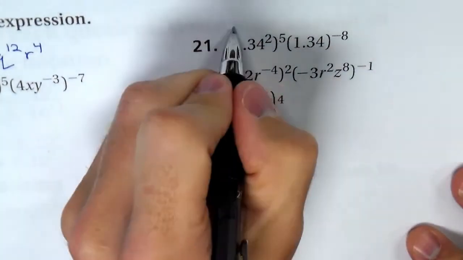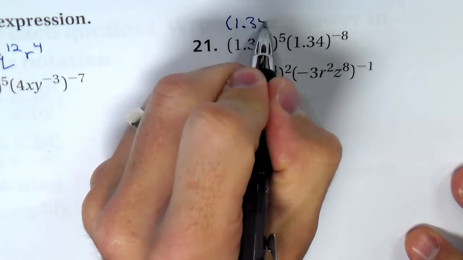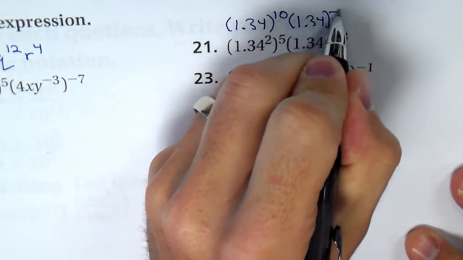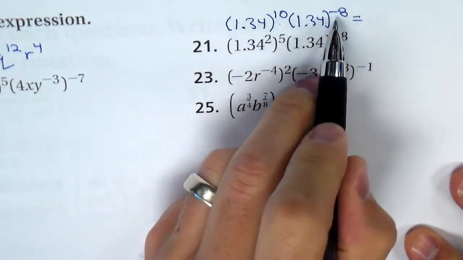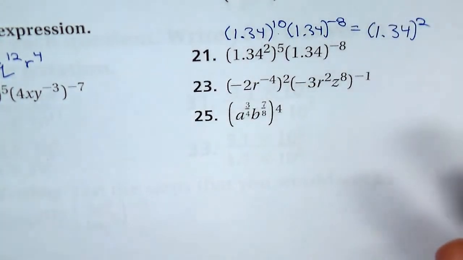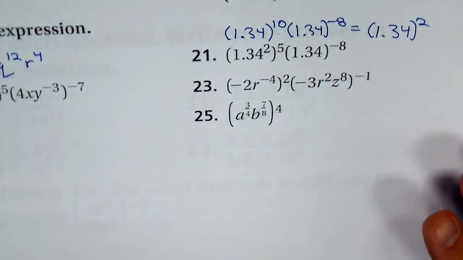21, I'm going to distribute the exponent first. I have 1.34 to the 10th and 1.34 to the negative 8th. Together, 10 and negative 8, I have two 1.34s, so I'll write 1.34 squared.